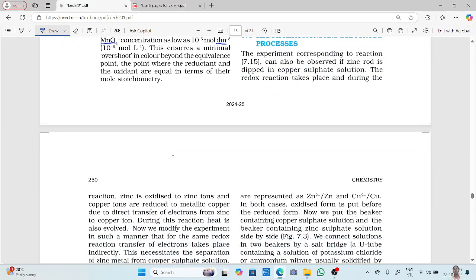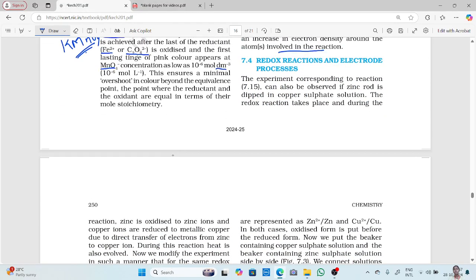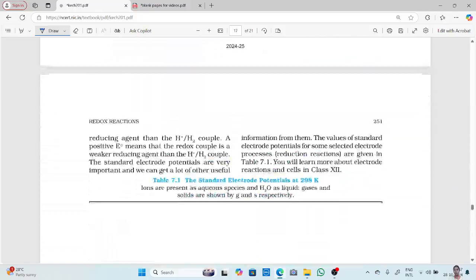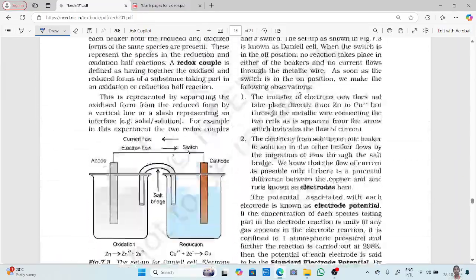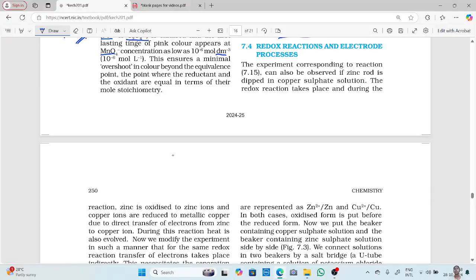Now, redox reactions and electrode processes. The experiment corresponding to the reaction can be observed when a zinc rod is dipped in copper sulfate solution. During the introduction part, I told you that redox reactions are also used in batteries. About that, in detail, you will be learning in your 12th standard. But here you have a small concept called redox reactions and electrode processes.